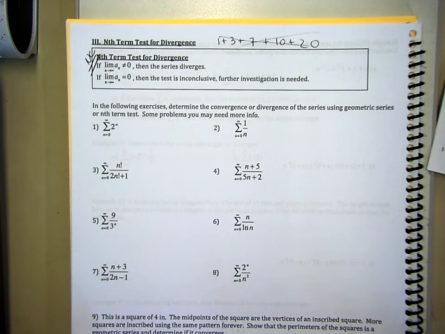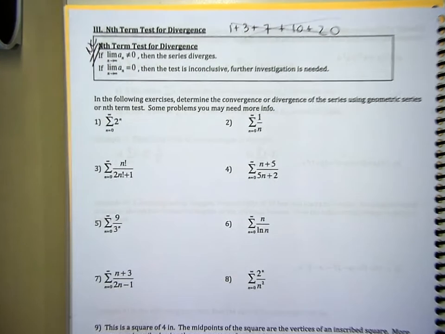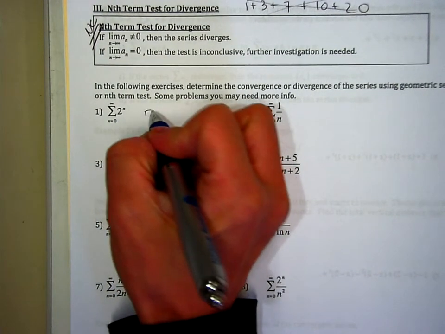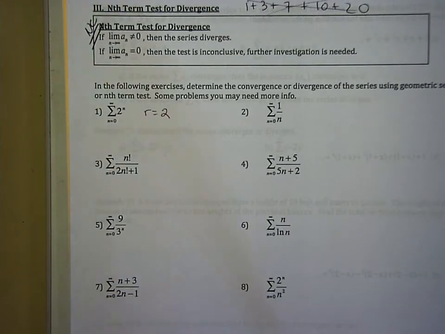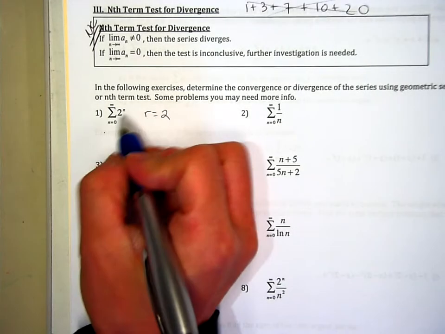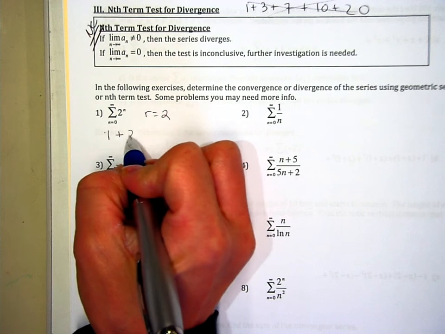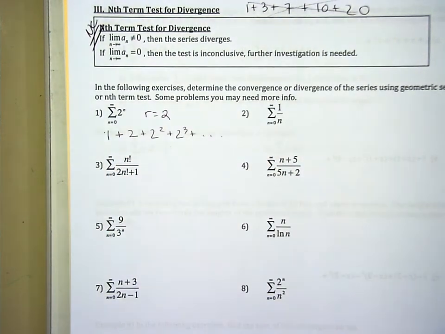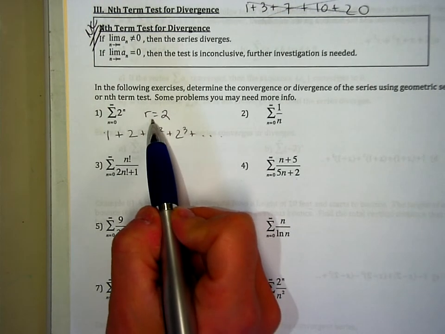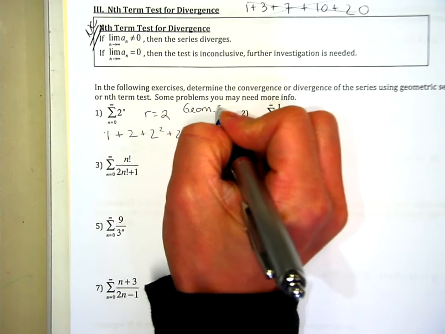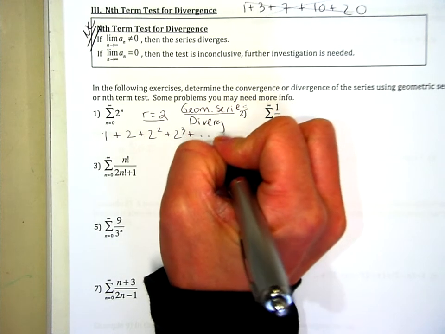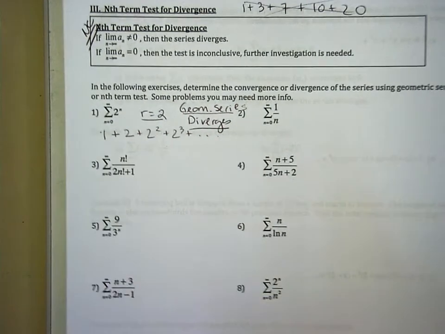So the first one. In a geometric series, you have to have everything being raised to the nth power or possibly just a constant multiple. So I notice in this problem, my r value is 2 because the 2 is being raised to the nth power. Or if you want to list out the first couple terms, that would be fine. The first term is 1 plus 2 squared plus 2 cubed plus ... We can clearly see that this is a geometric series. My r value is 2. You tell me it is a geometric series. You need to tell me the r value, and then the conclusion is that it diverges. You're done.